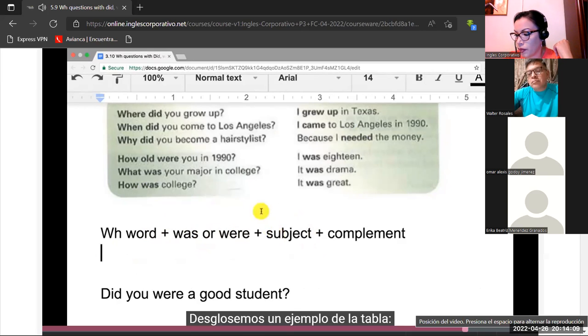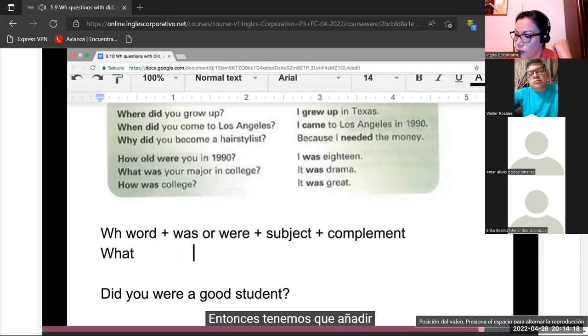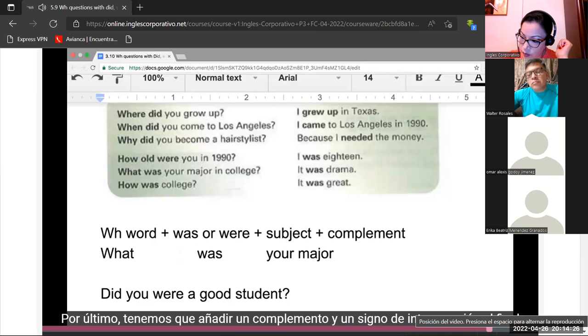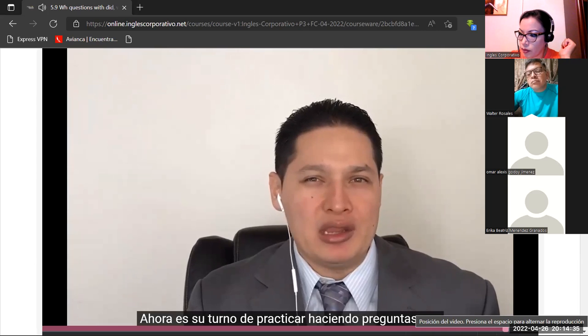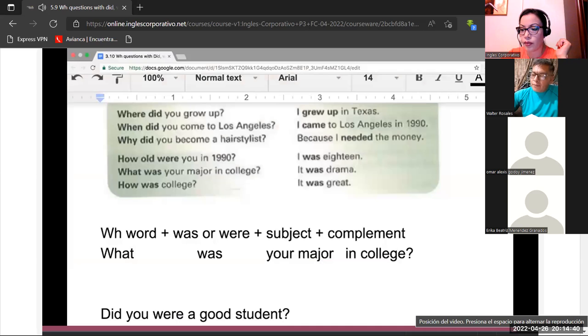Let's break down an example from the chart. What was your major in college? First, we need to add the WH word, what? Then we need to add was or were. After that, we include the subject, your major. Finally, we need to add a complement and a question mark at the end. In college. Now it's your turn to practice making WH questions with did, was, and were.